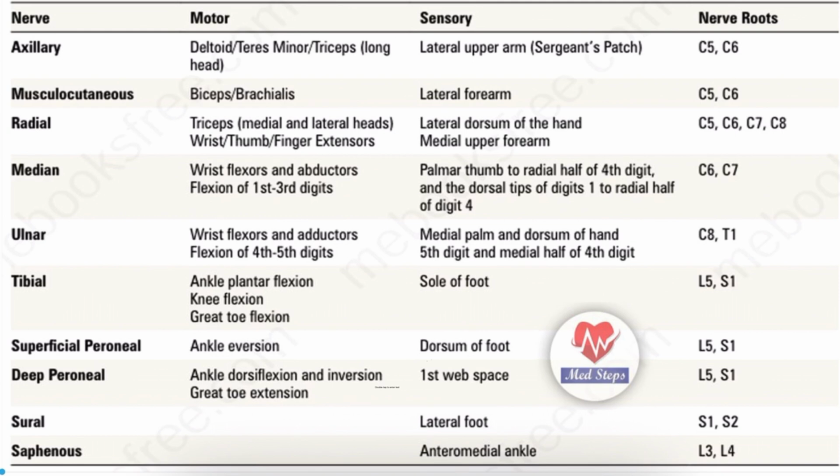Okay. When it comes to the ulnar nerve, the ulnar nerve originates from C8 to T1 and the medial cord. The main function of this ulnar nerve is the hand.